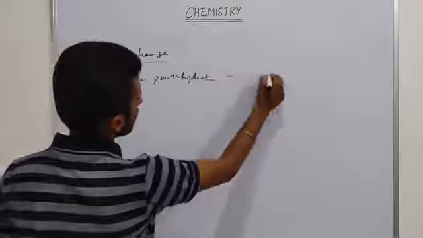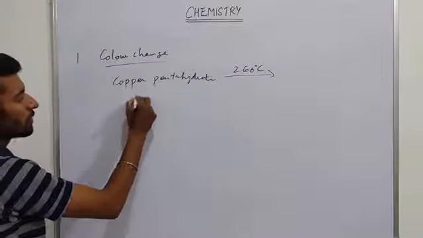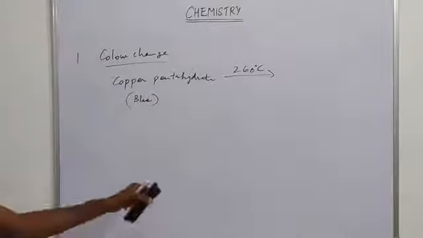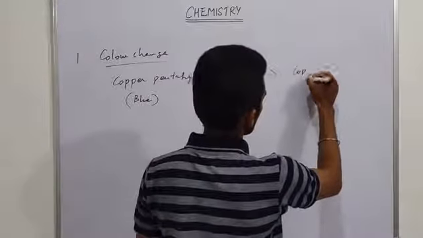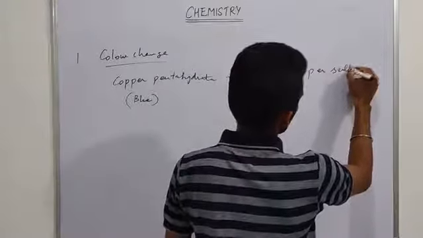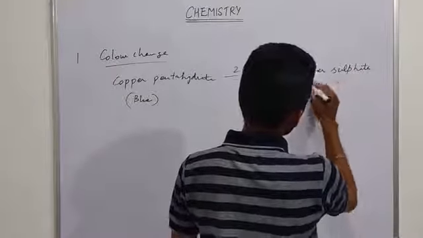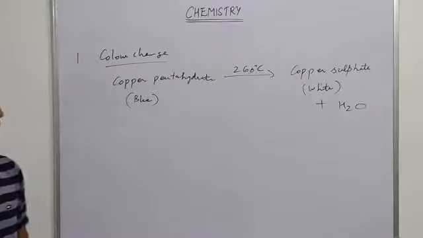it is heated to a temperature of 260 degrees Celsius. So what happens, earlier copper is blue in color and it has crystals, it is crystalline in nature. When it is heated, what happens, there is formation of copper sulfate and the color changes to white along with water is given. So change in color indicates a chemical equation.